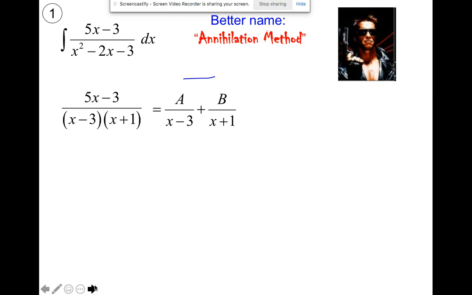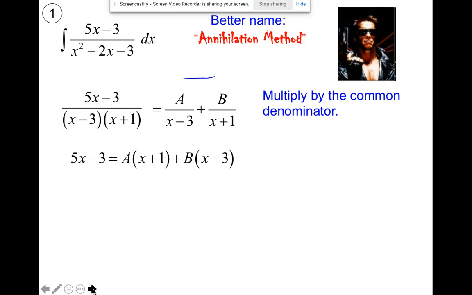Warning, I do have Arnold, which is movie violence, movie gun, right? Not real guns. Real guns, bad. Turn your sound off if the sound of a gun bothers you. I don't mean it to bother anybody. I'm just trying to emphasize that the Heaviside method saves you some algebra.